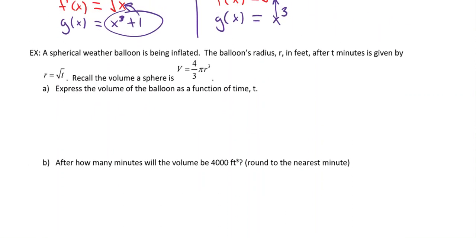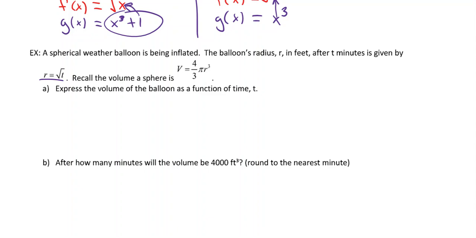Last one. A spherical balloon or weather balloon is being inflated. The balloon's radius, r, in feet after t minutes is given by r equals the square root of t. Recall that the volume of a sphere is V equals 4/3 pi r cubed. Now it says express the volume of the balloon as a function of time.